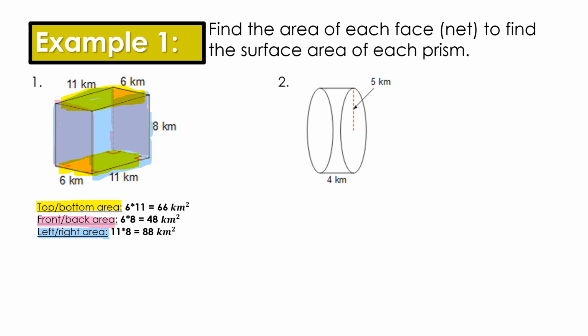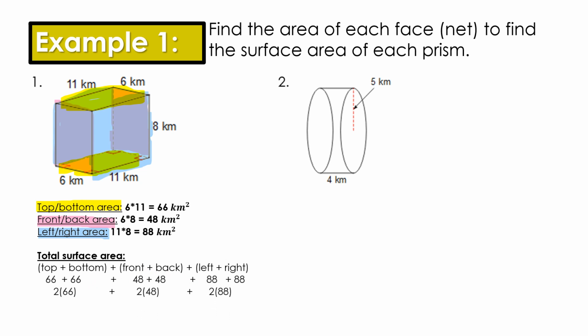So by the way, we're doing this the long and the hard way of having to find each individual piece. And then we're going to have to go through and add them all together. I'll show you the shortcut in just a minute, but we have to do it the long way first. So I'm going to add together the top and the bottom, the front and the back, and the left and the right. So top and bottom are both 66, front and back are both 48, left and right are both 88. And again, I'm just showing you different ways you could show your math. You could multiply them each by 2 and add them together. But when I do all of that math, I end up with a total surface area of 404 kilometers squared. Pretty big prism in kilometers up there.